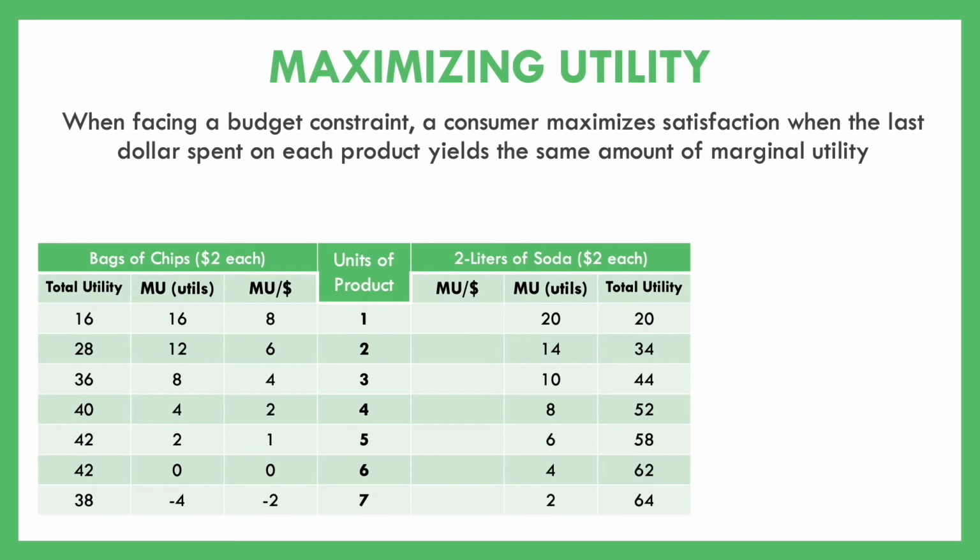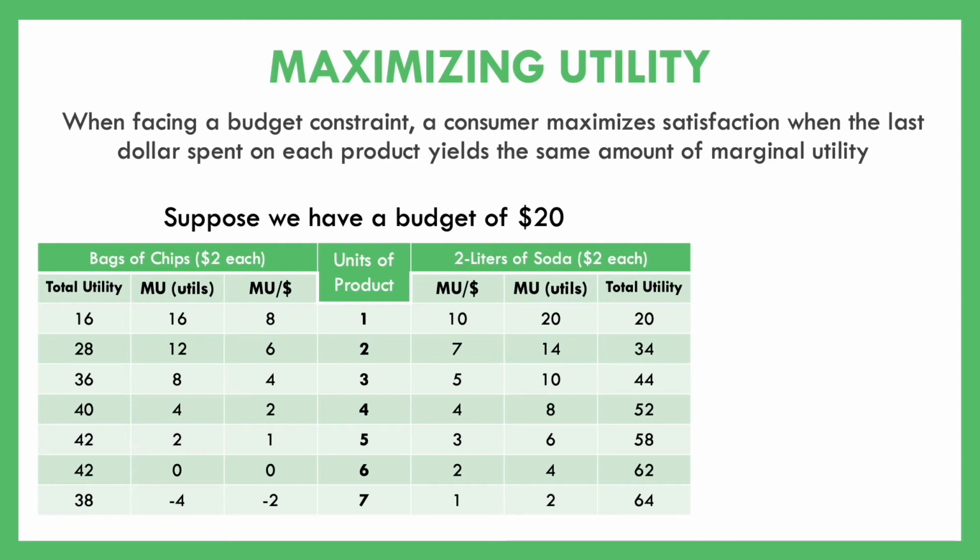And then we can do the same thing with our 2 liters. We have marginal utility of 20 for that first 2 liter. Divide that by $2, and we get a marginal utility per dollar of 10. The marginal utility for our second 2 liter is 14, and we divide that by 2, we get 7, and so on. Now let's suppose that because we're dealing with a budget constraint, our budget is $20.